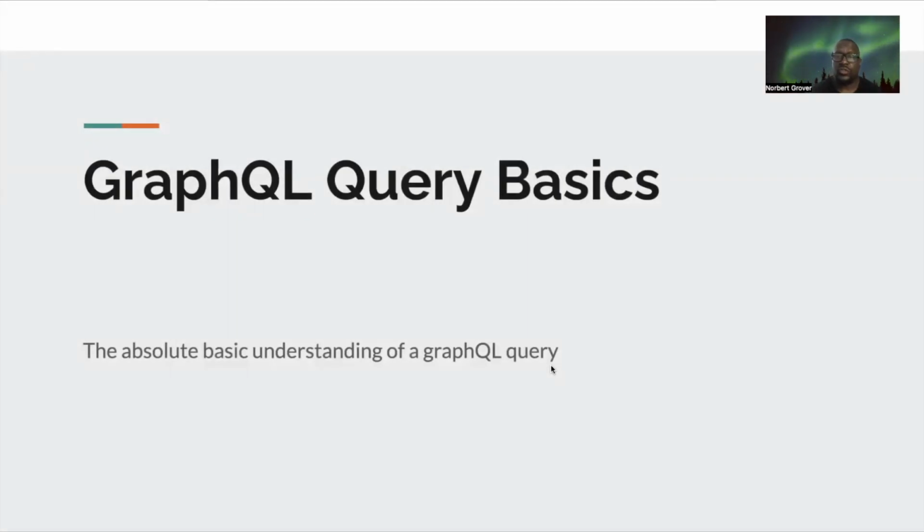Okay, so now we're talking about GraphQL query basics. This is an absolute basics understanding of GraphQL. We aren't even going as far as fragments and stuff, right? Or aliases and stuff like that. Because you have to understand, see an example of a schema, right? So you can understand what you're looking at, right?